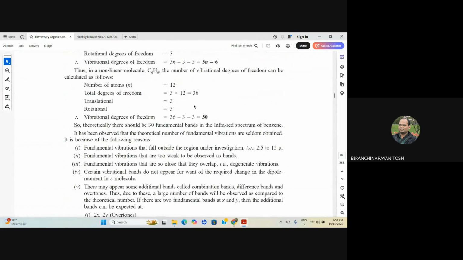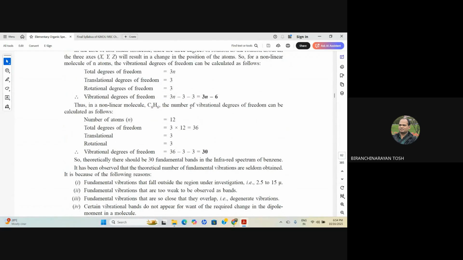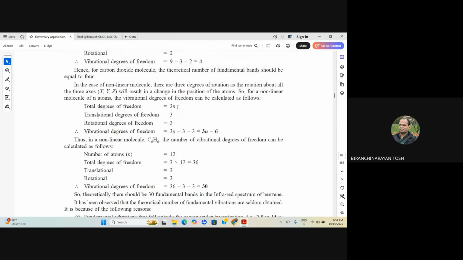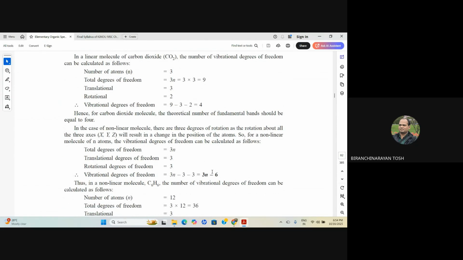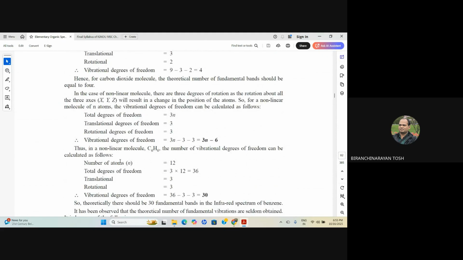Okay, and if it is non-linear, then the formula you have to remember: for linear it is 3n minus 5, in that case it will be 3n minus 6 for a non-linear molecule. As in the case of water, what will happen? 3 translational and 3 rotational, so total 6 we have to subtract. So 3n minus 6.